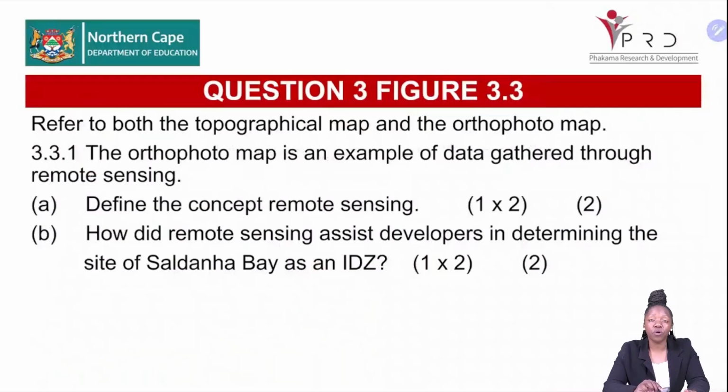Your 3.3.1, the orthophoto map is an example of data gathered through remote sensing. Then the first question, you define the concept remote sensing. Remember all the definitions, you will now be awarded 2 marks. Then B, how did remote sensing assist the developers in determining the site of Saldanha Bay as an IDZ? So I'm going to give you another 3 minutes, and then after 3 minutes, we will be able to proceed to the solutions.